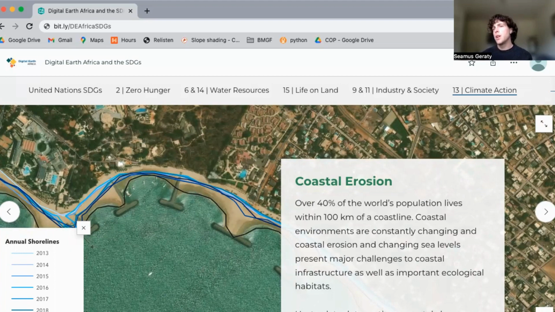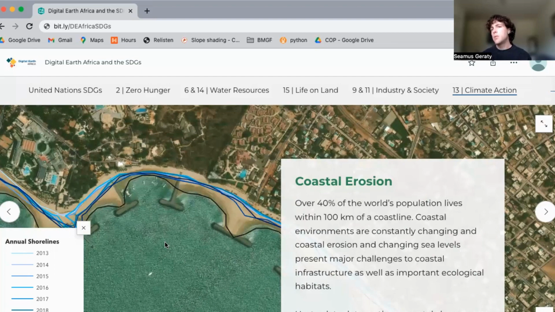This example here is over Saly Portudal, which is a resort town in Senegal. The town recently installed breakwaters in efforts to stop the beach erosion that has been impeding on the oceanfront properties. Colored lines represent the change over time. The black line, representing the most recent year of data, shows that the breakwaters have actually reduced coastal erosion in some places along the shoreline.